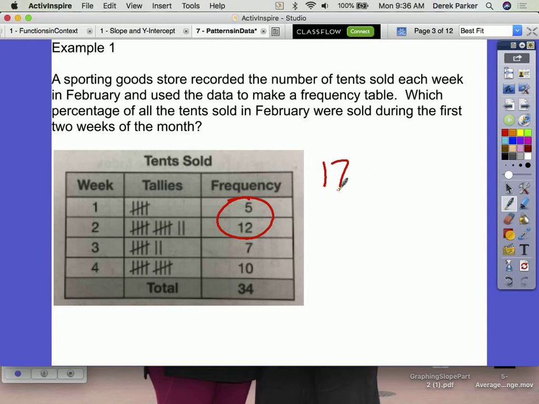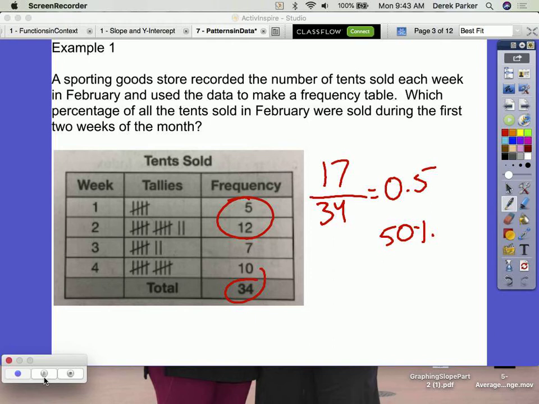17 were sold in the first 2 weeks of the month. 34 is the total. Set up your fraction. Now, convert that to a decimal, 17 out of 34, which gives you 0.5. Times that by 100, that is 50%.